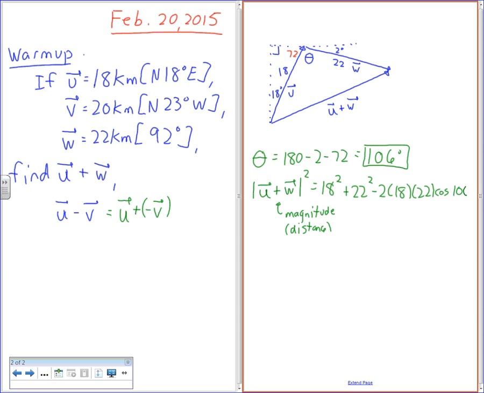Cos 106. Now, hopefully you guys all have super duper calculators and can do all this in one step. But if you can't remember the cosine of 106, because it's in the second quadrant, it will be an actual negative number, right? So negative times negative 2 will make that a plus.